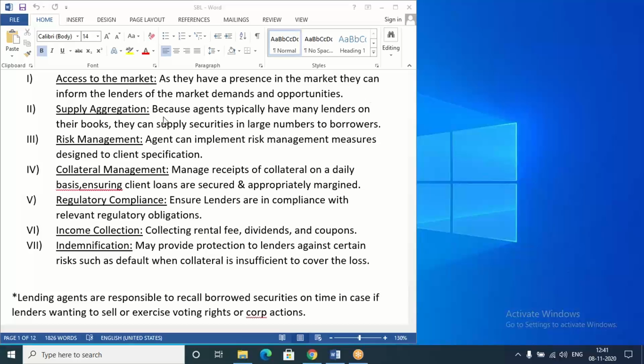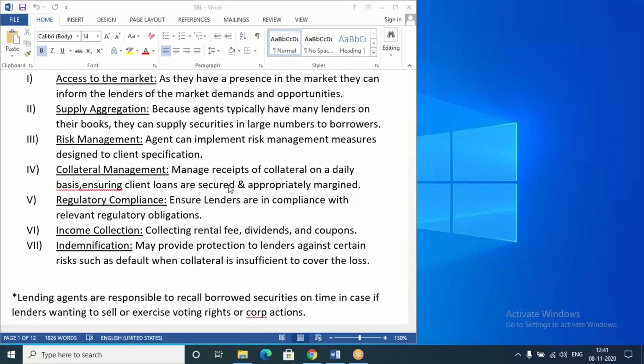Supply aggregation: because agents typically have many lenders on the book, they can supply a lot of securities to the borrowers. Risk management: they can implement risk management measures designed to the client specification. What this means is it can depend on the lenders. Remember we said that the margin is usually 2% and 5%, but if the lender wants more margin, that's what the agent can tell the borrower as well.